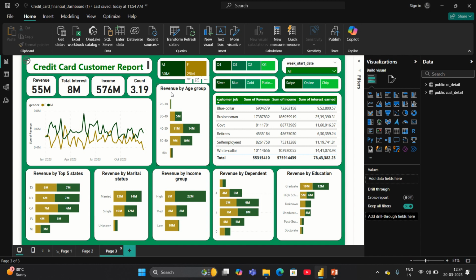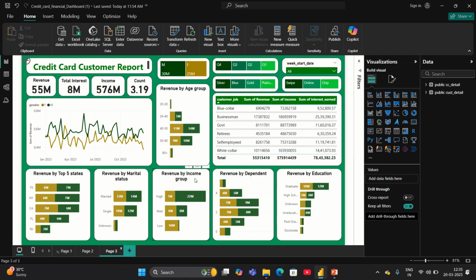Here we can see the revenue by age group. We can see the 40 to 50 age group has the highest revenue contribution. Then 60 plus age group spending is significantly lower, which may be due to retirement or a preference for other payment methods. Now we can see revenue by marital status. Married individuals contribute more revenue. Single individuals also have significant spending power, making them a key target audience.